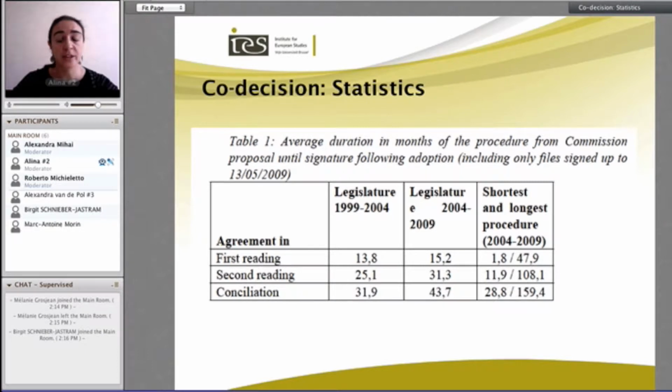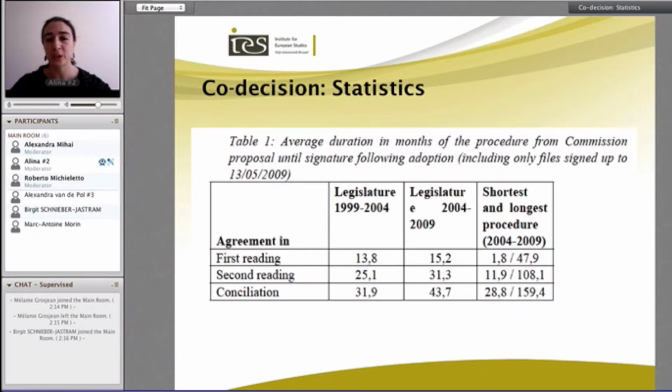As a last slide here with regard to the general overview of the co-decision procedure, I've prepared for you just some statistics that indicate the average duration of the procedure. The average duration of first reading is somewhere between 13.8, so 14 and 15 months. But this is just average numbers, and the problem with average numbers is that they do not indicate the real time period that is taken.